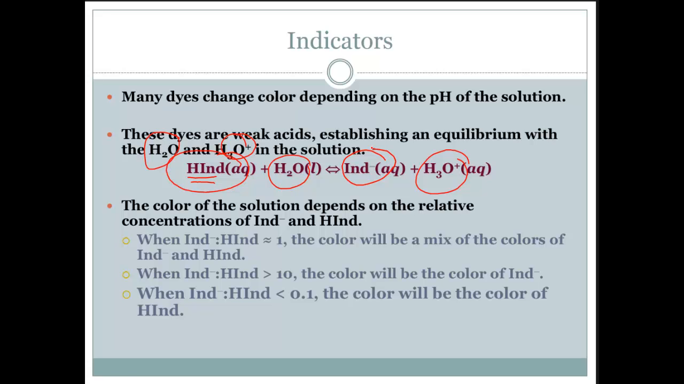The color of the solution depends on the relative concentrations of the conjugate base of the indicator and the weak acid of the indicator. If they're approximately the same, the color will be mixed, with the colors of both of them individually. If there's more of the conjugate base of the indicator on the right hand side, the color is going to reflect that of the conjugate base. If there's more of the weak acid indicator on the left hand side, the color will reflect that of the indicator as a weak acid.